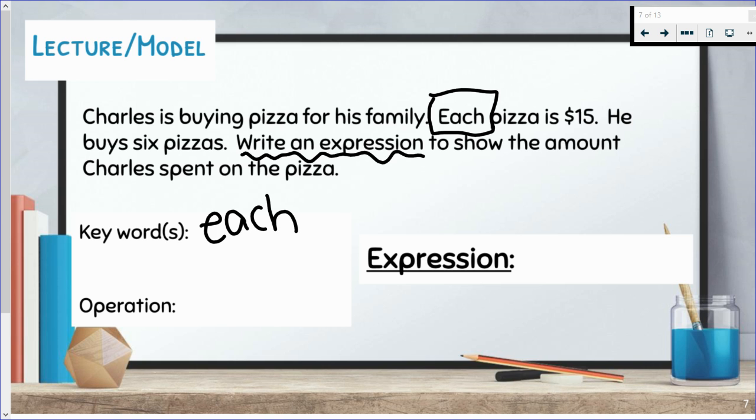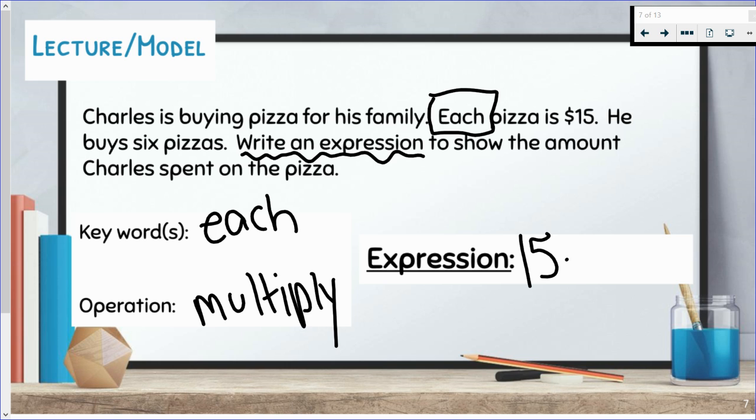And if he buys 6 pizzas, we're not going to sit here and add 15 plus 15 plus 15 six times. Ain't nobody got time for that. But what we can do is multiply. Each is going to mean multiply. We're buying multiple pizzas, so this is going to mean multiplication. So our expression here would be 15 times 6, or you could write it 6 times 15, commutative property. Either way is fine. All right, let's move on.